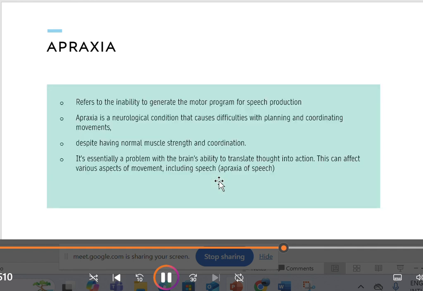Something very related to this is apraxia. It refers to the inability to generate the motor program for speech production. Here the problem is that the person is not able to generate it. The brain is sending the signal, no problem with that, but it is not able to generate the motor program, then it is known as apraxia.